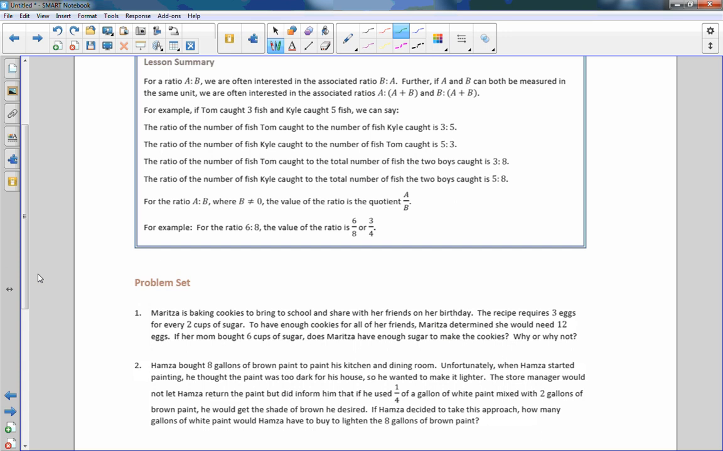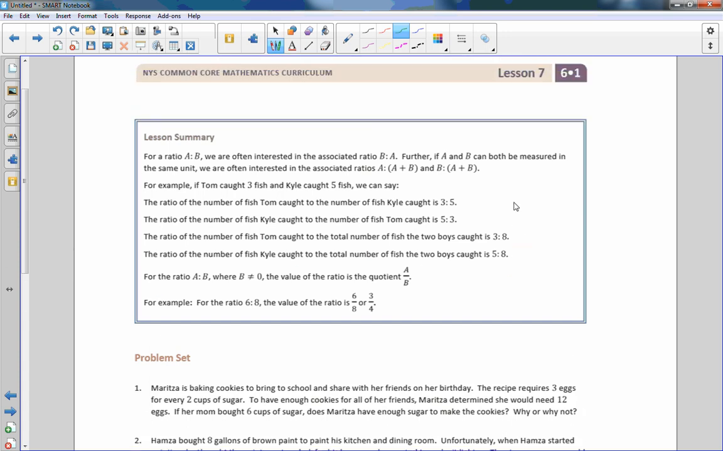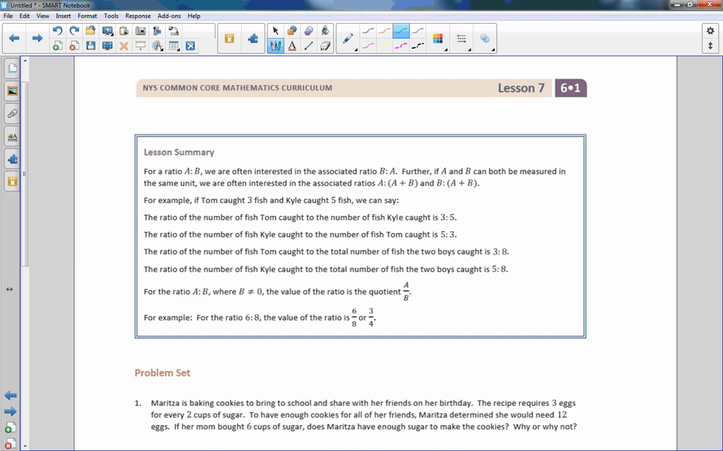Tom caught to the total is 3 to 8, and the fish Kyle caught to the total is 5 to 8. So for the ratio A to B, where B cannot equal 0, the value of the ratio is a quotient A over B. So for example, for the ratio 6 to 8, the value of the ratio is 6 over 8, which could be reduced to 3/4. That is the end of lesson 7. Go do your problem set.